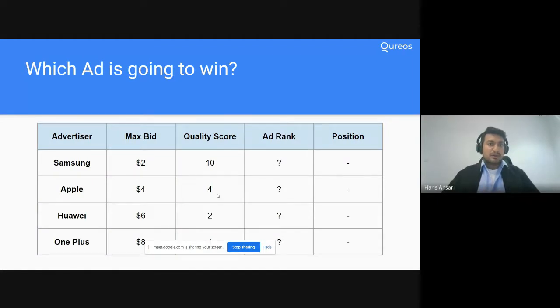Let's say for a keyword, Samsung, Apple, Huawei, they all are bidding for it. Samsung is bidding $2 and their quality score is 10. Apple is bidding $4, quality score is 4. Huawei $6, quality score is 2. OnePlus $8, quality score is 4. Who do you think is going to win the competition? If somebody answers that question, I will send him or her a chocolate emoji, because that's what we can do in a webinar. Anyone from the audience?